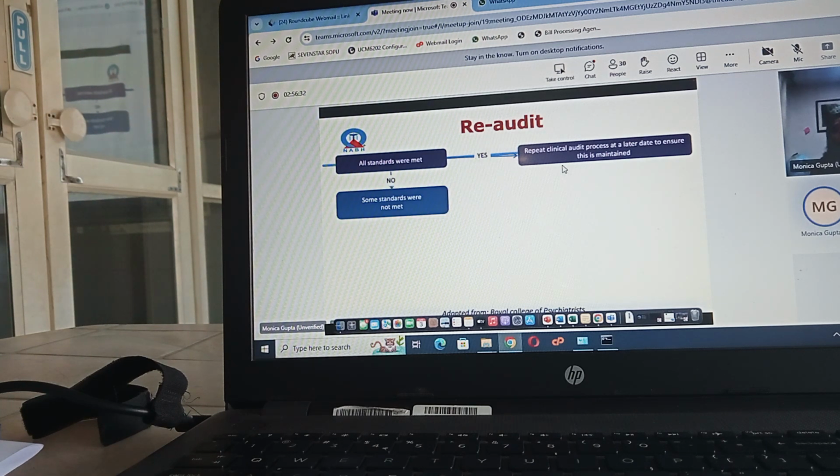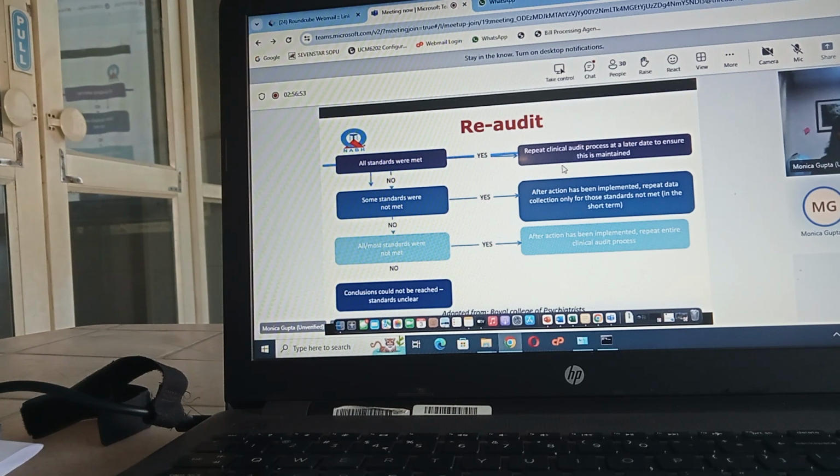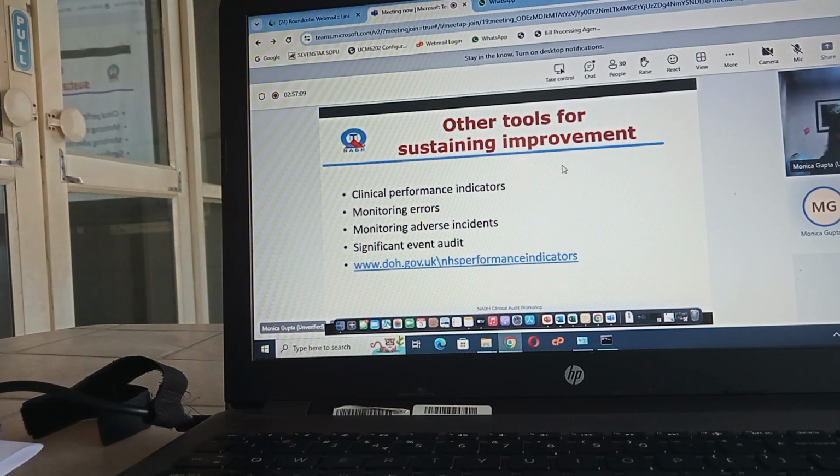Some of the standards may not be met, right? So then what do we do? After action has been implemented, repeat data collection only for those standards not met in the short term. If all or most of the standards were not met, then after action has been implemented, repeat the entire clinical audit process. If not, then conclusions could not be reached and maybe the standards were not clear. So review and modify the standards and repeat the entire clinical audit. So these are the possibilities as far as the findings of the audit are concerned.